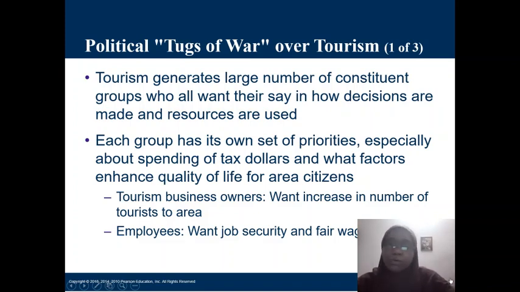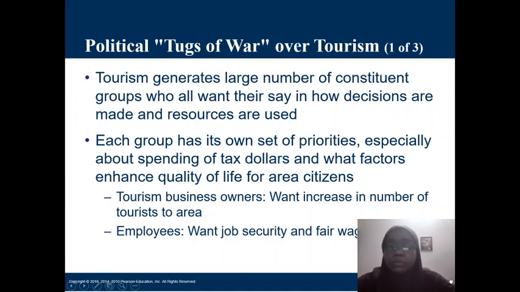Political tug of war over tourism. We mentioned earlier that there are a number of constituent groups in the tourism industry. Tourism generates a large number of constituent groups who all want their say in how decisions are made and how the resources are used. Everybody is a stakeholder.